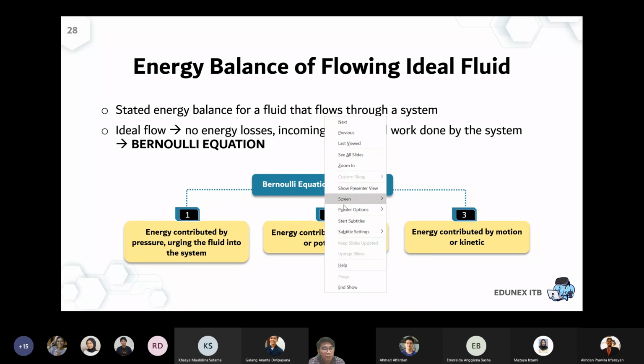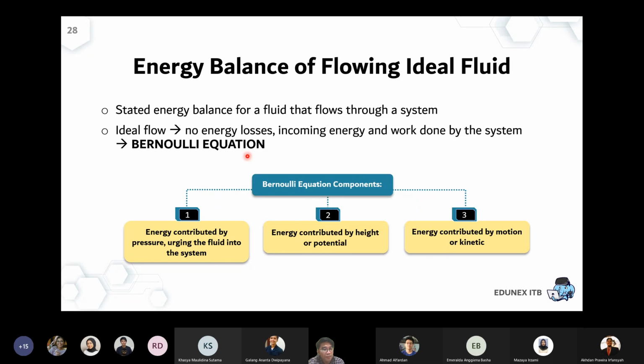Okay, then I continue with the Bernoulli equation. I think you have learned it in our previous class. So basically, the Bernoulli equation is a very ideal energy balance equation for flowing fluid, or for fluid flow. This is the energy balance of flowing ideal fluid.